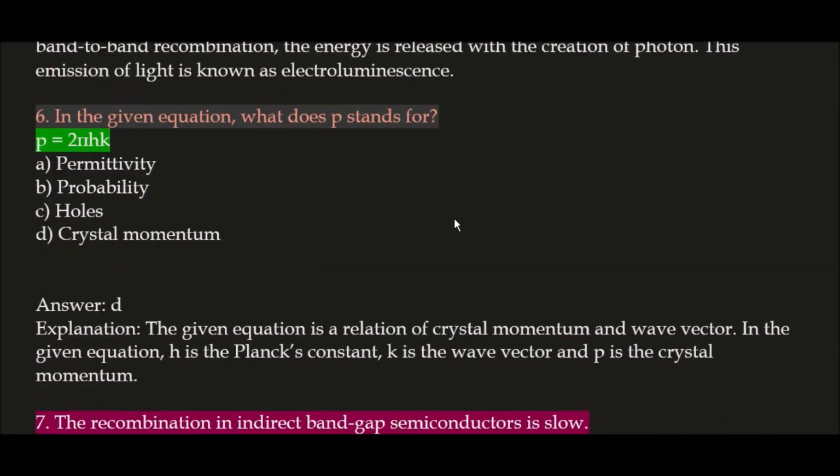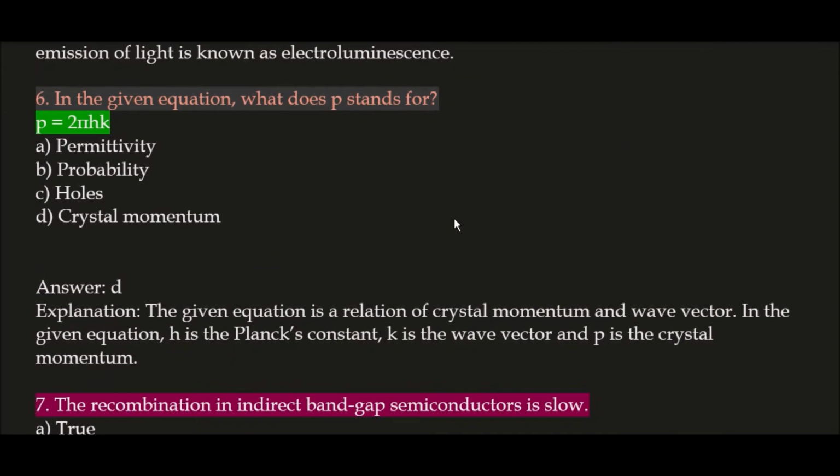Next question. In the given equation, what does P stand for? The equation is P = hk / 2π. The correct answer here is option D, crystal momentum. Here P stands for crystal momentum. The given equation is a relation of crystal momentum and wave vector.